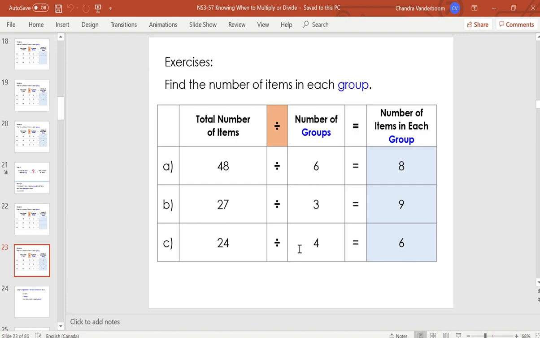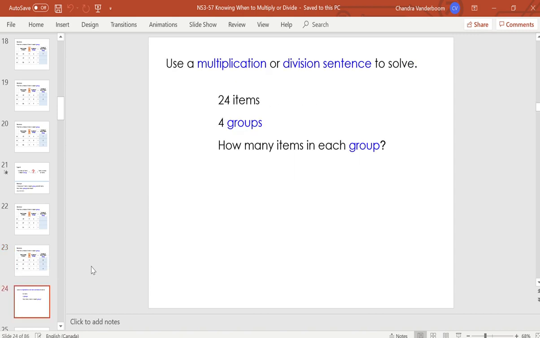And 24 divided by 4, we skip count by 4s. 4, 8, 12, 16, 20, 24, and you have 6 fingers up, right? So when we know the total number of items, we always do division. If we don't know the total number of items, we're going to do multiplication. So we have to decide, are we going to use multiplication or division to solve this?